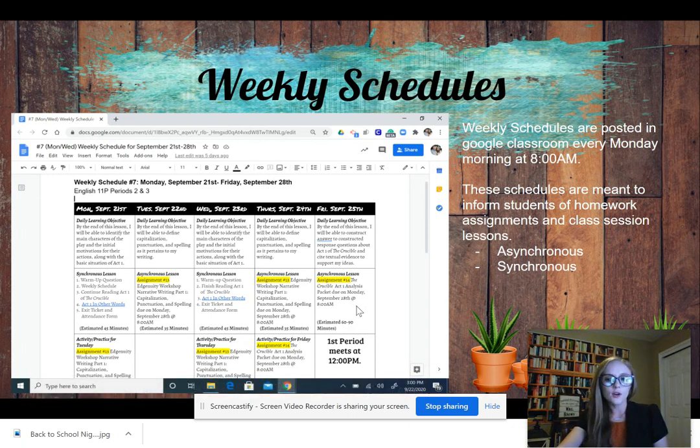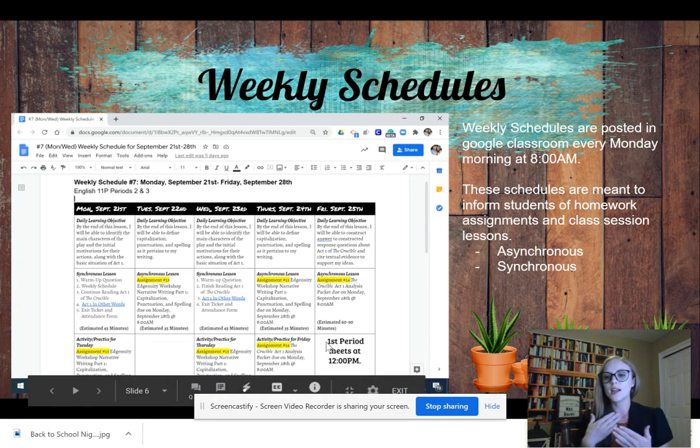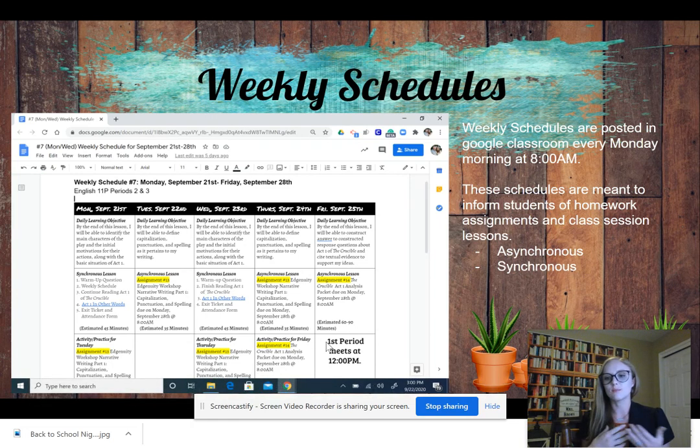Just to let you know, you're probably going to hear the terms asynchronous and synchronous a lot. Synchronous means that we are there meeting in a session together, and then asynchronous is something that they do on their own when we are not face-to-face in a Zoom session or a Google Hangout session.